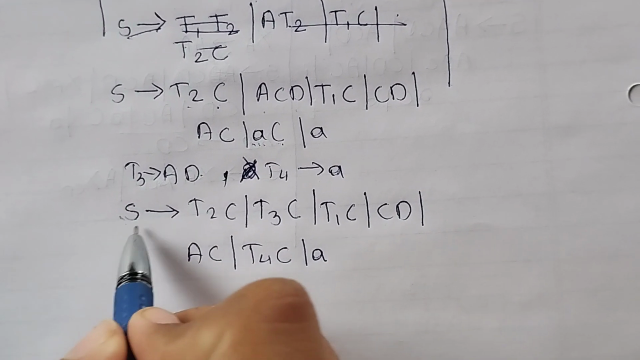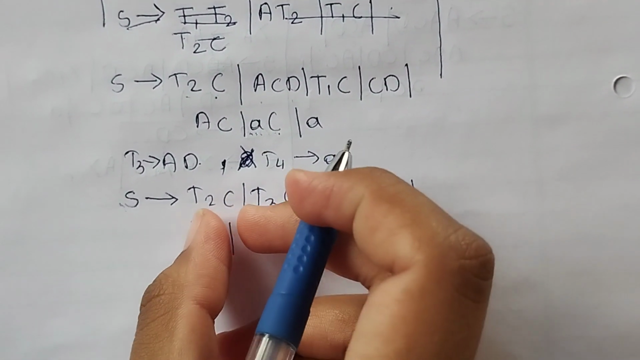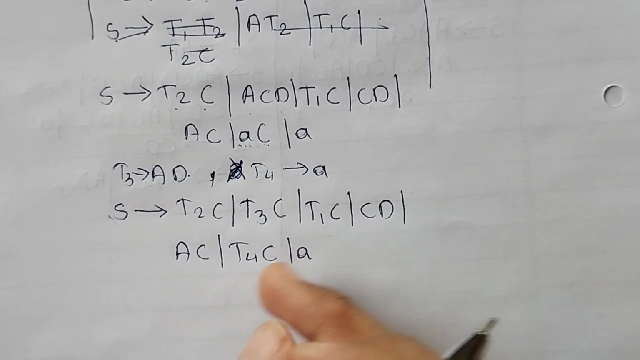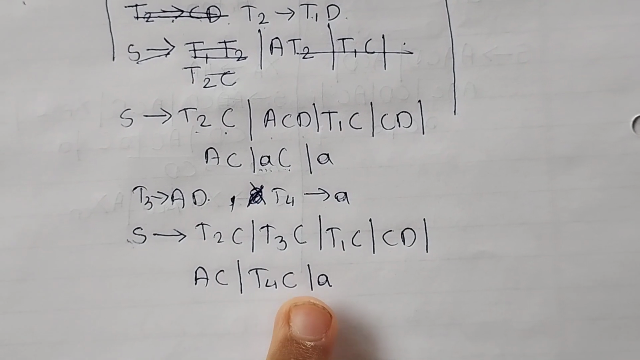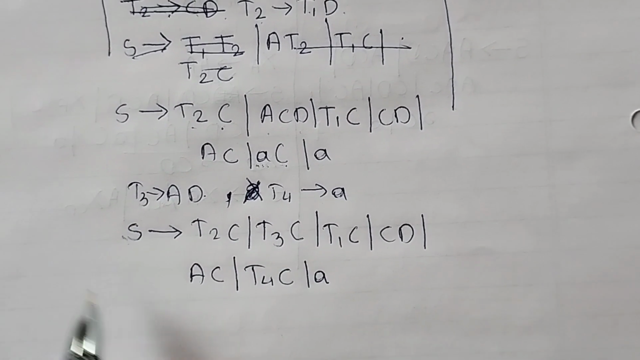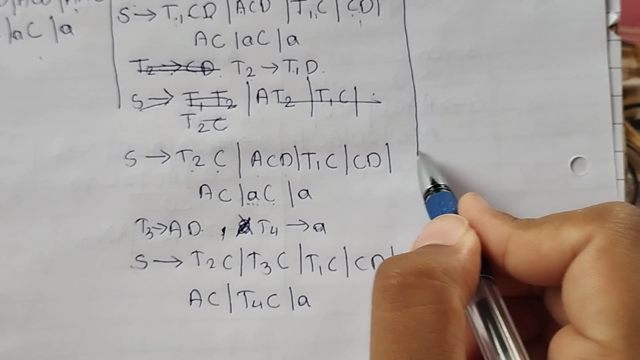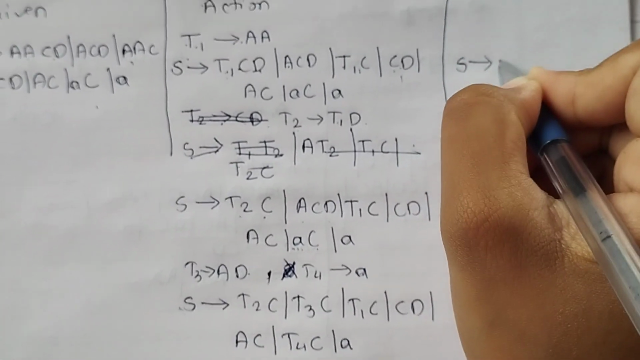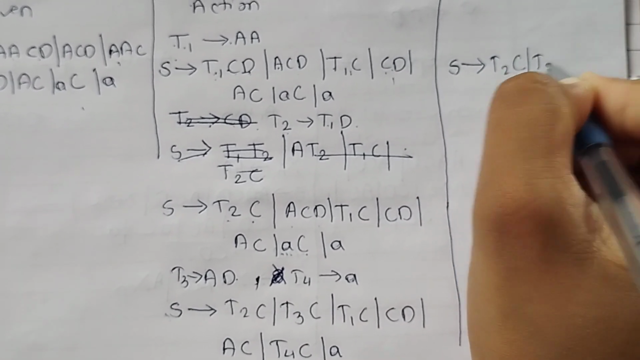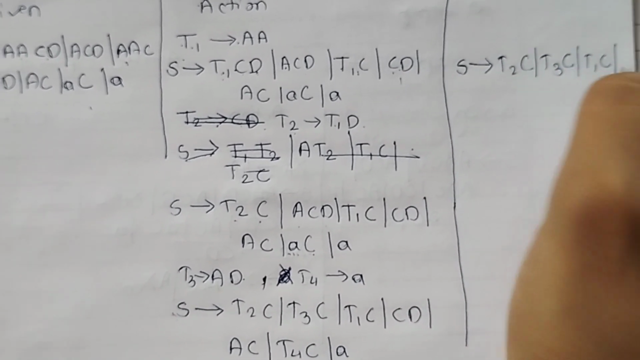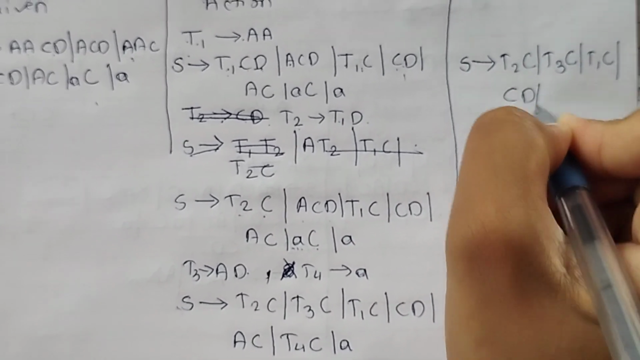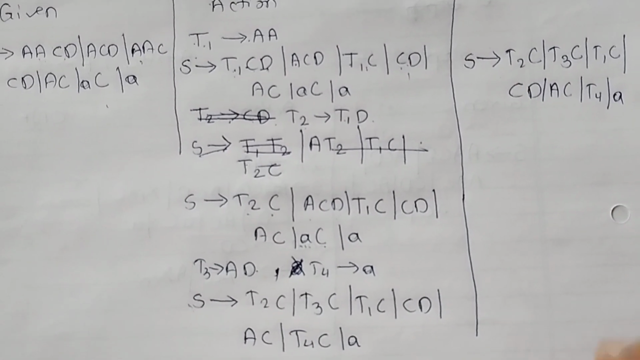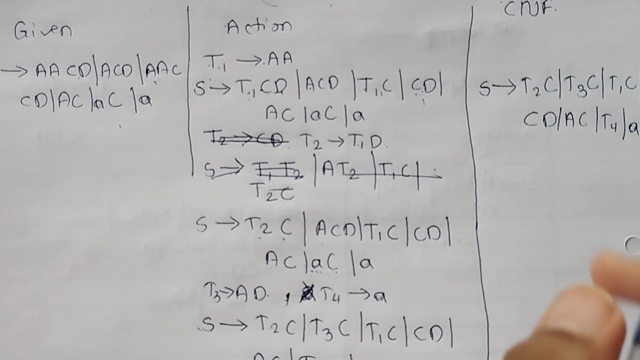Now if we see this production, all are two capital letters, or one single small letter, and this is the correct form of the CNF. So in the final result we write the CNF as T2C, T3C, T1C, then CD, AC, T4 and A. This is the correct form of the CNF.